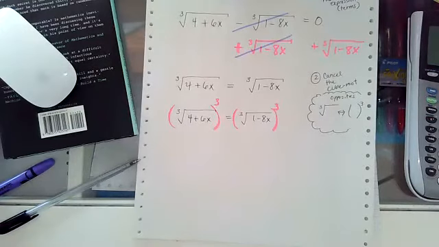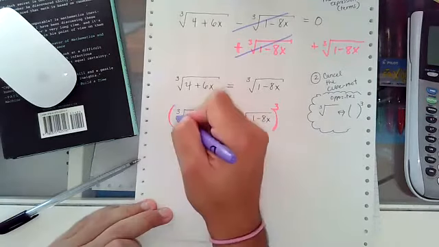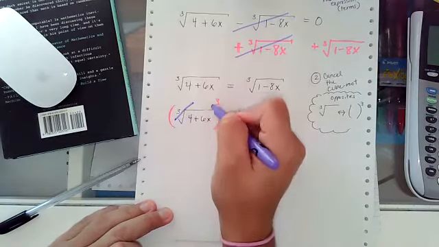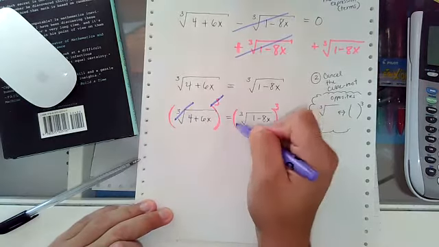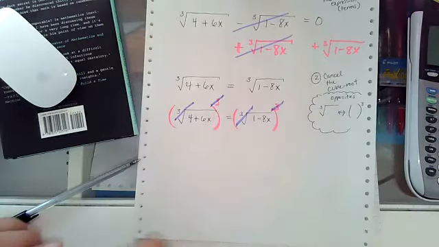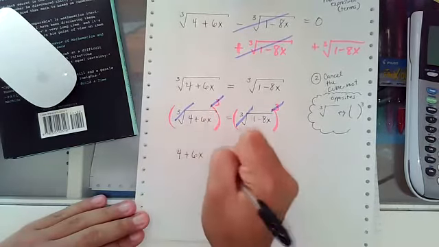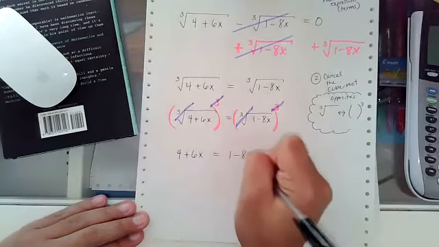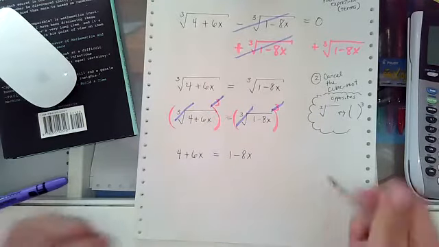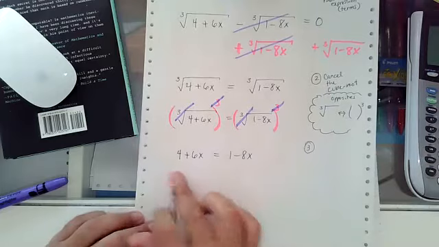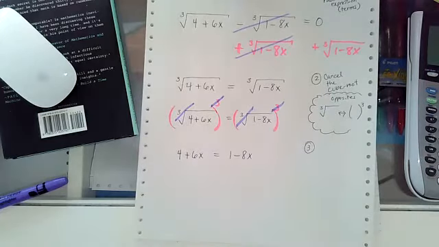Well, this one is actually really nice because you have a radical that gets canceled on this side. So this cube root cancels this cube. This cube root cancels this cube. So what you're left with is just 4 plus 6x is equal to 1 minus 8x. Does anybody know what kind of an equation that is?